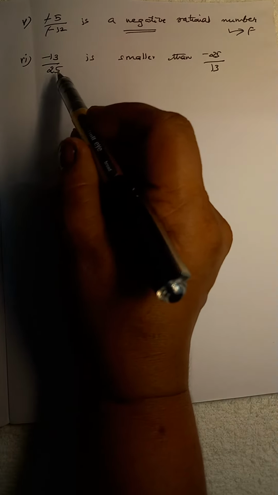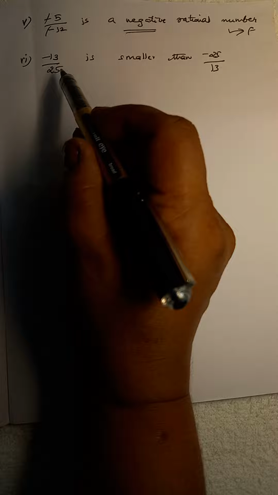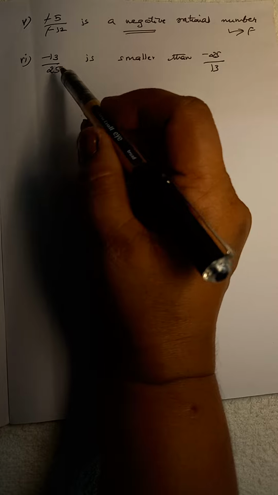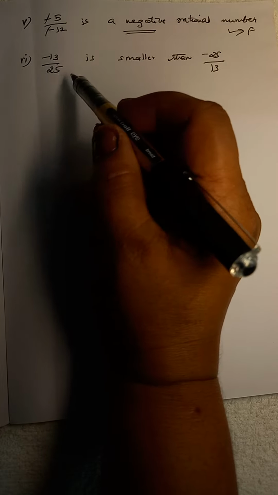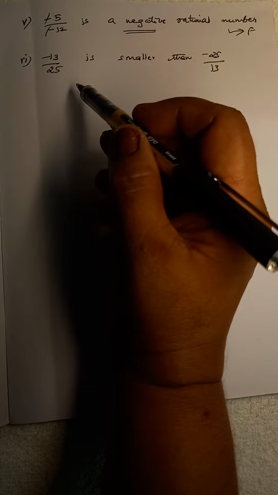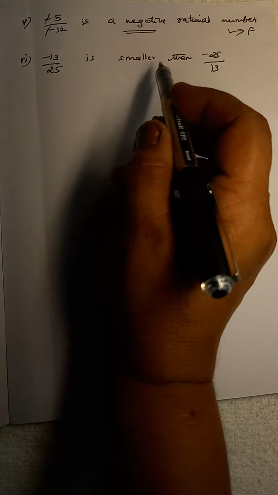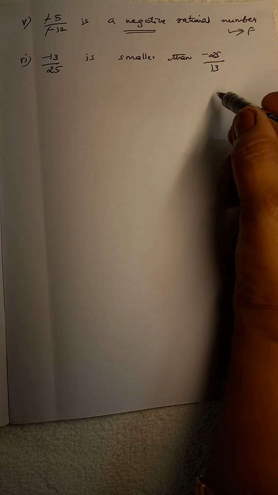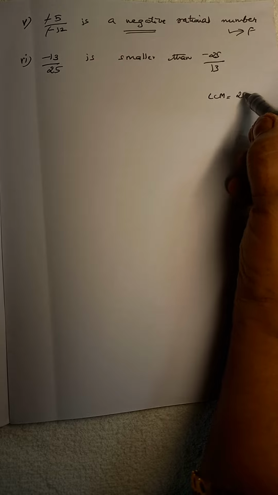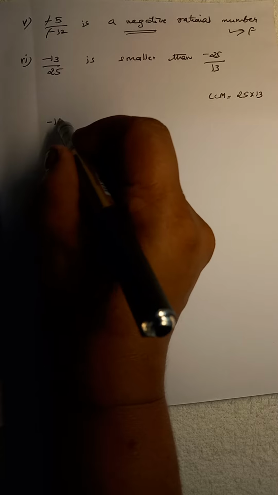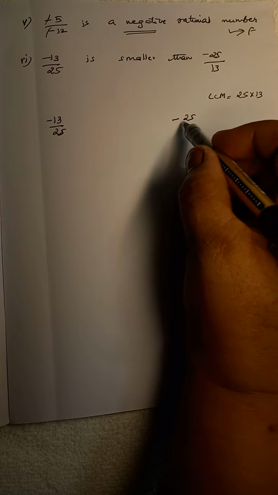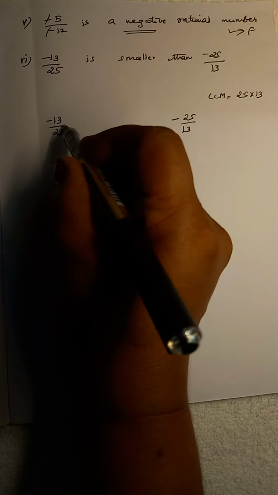Next one is sixth. That is, minus 13 by 25 is smaller than minus 25 by 13. Here we can't compare these rational numbers, minus 13 by 25 and minus 25 by 13, because their denominators are different. So in order to make the denominator same, we can take the LCM. As there are no common factors, LCM is nothing but their product, 25 into 13. Now let us write the first rational number here, minus 13 by 25, and second rational number here, minus 25 by 13.